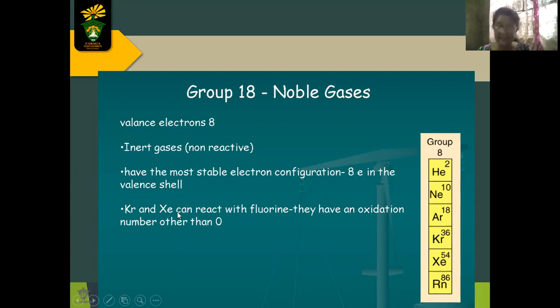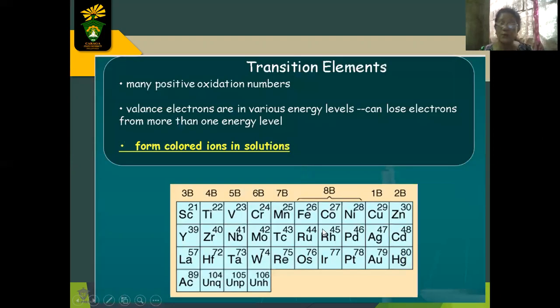Krypton, xenon, panagsa mo reacts sa fluorine. Panagsarag yan. So, that is group A. We have the transition elements. Katong nasa ubos. Kaninga ni adapted nga side. Pag humasa 2A, transition na siya.